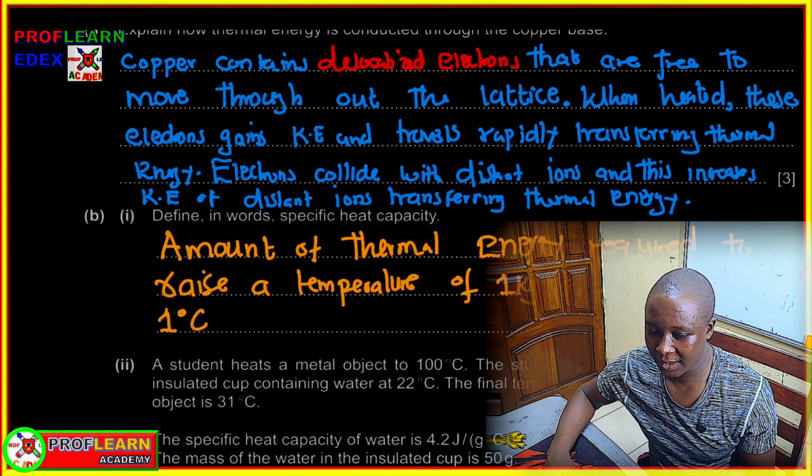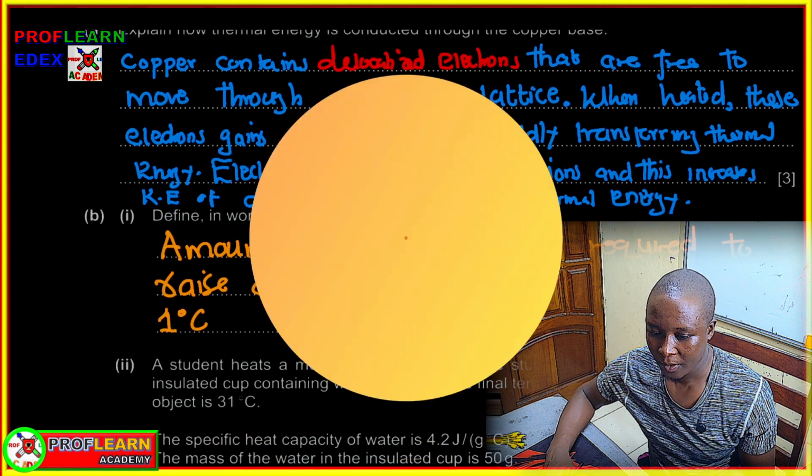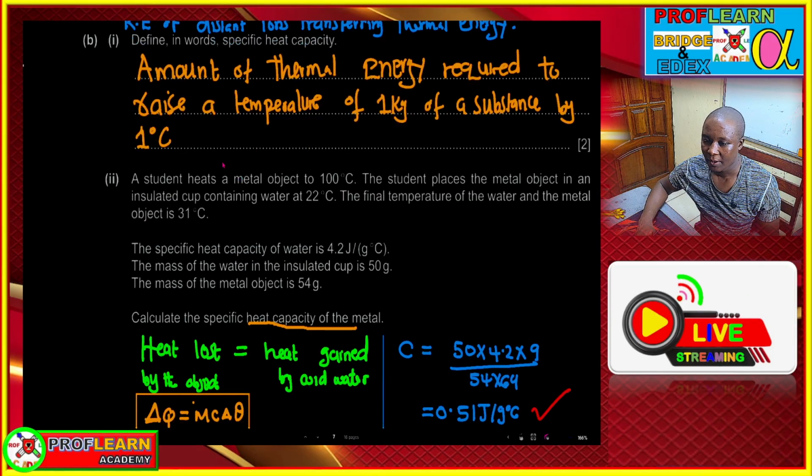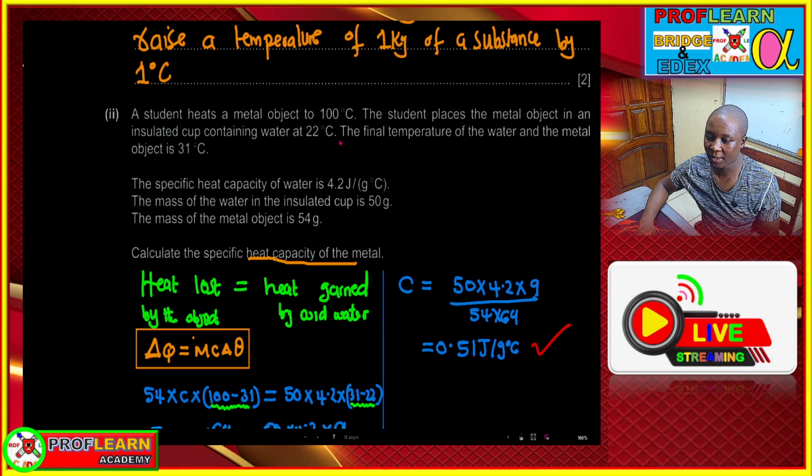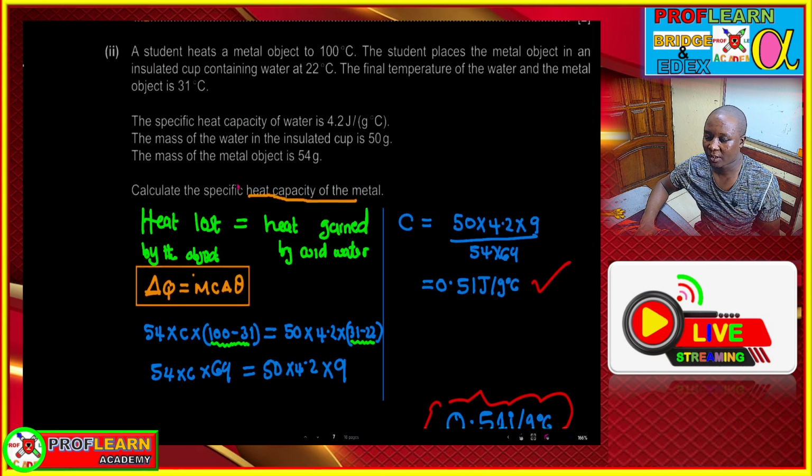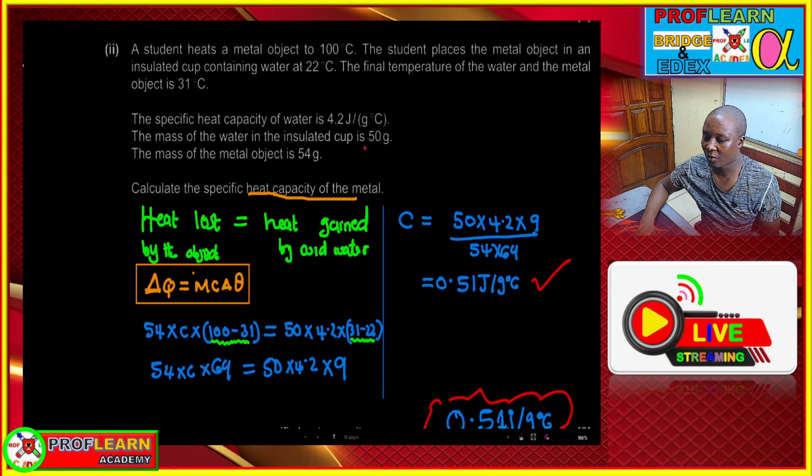So in that case, let's dive in and see what other questions were asked here. Amount of heat required to raise the temperature, we need to say that. Then the specific heat capacity of water is given, and the mass of water in the insulated cup was 50. The mass of the metal object was 54 grams. Then we were supposed to calculate the specific heat capacity.